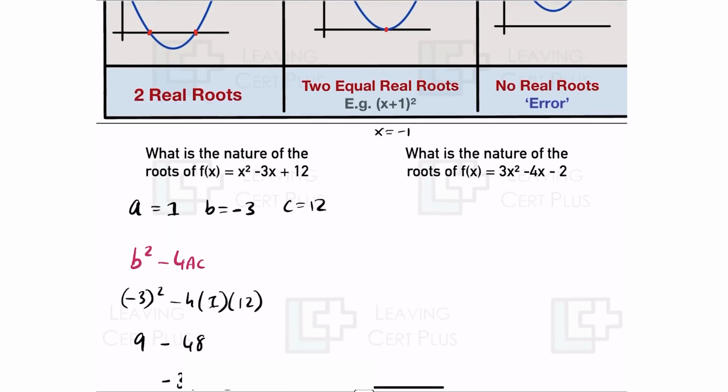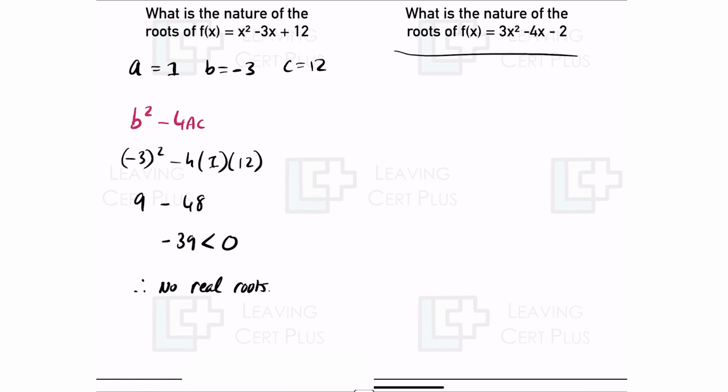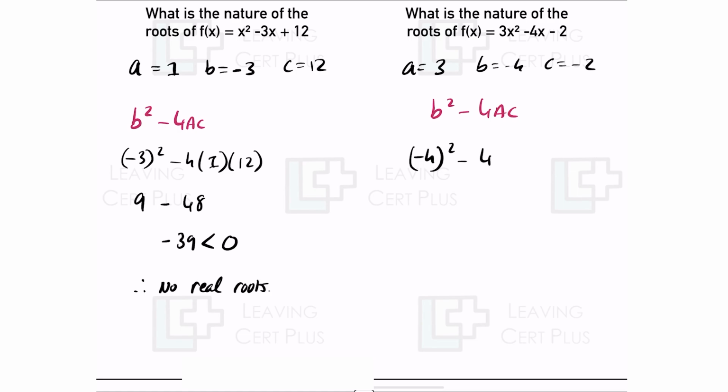So I'd like you to pause the video and try this second one. So what is the nature of the roots of this function? We've got a is 3, b is minus 4, and c is minus 2. So we care about our discriminant, which is b squared minus 4ac. So subbing in a, b, and c, we've got minus 4 squared, minus 4 times a times c. So that's going to be 16, and that's negative 12 times minus 2, which is going to be positive 24. So you can see that's going to be 40 altogether. So 40 is more than 0, so therefore there are 2 real roots.